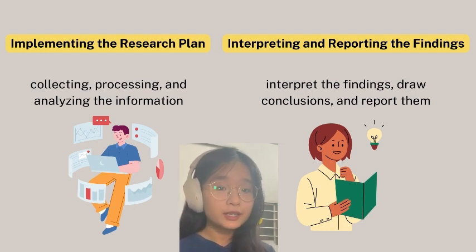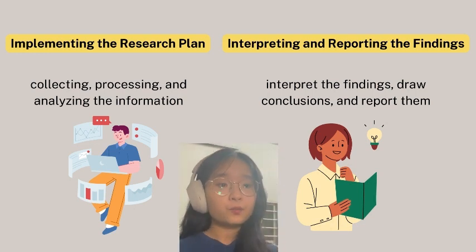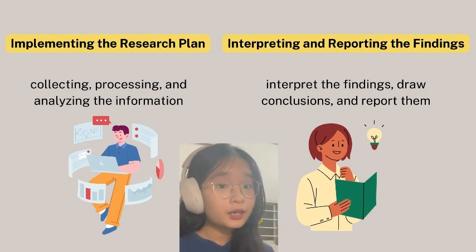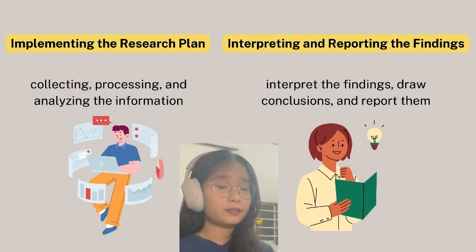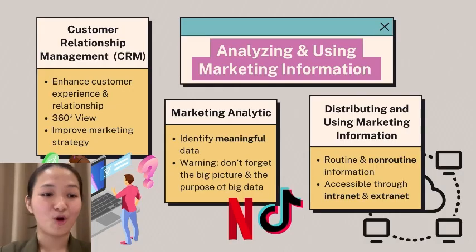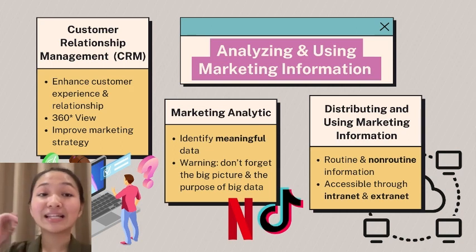Researchers should interpret the findings, draw conclusions, and report them to management. And the marketing manager should know more about the problem and the decision that must be made. Finally, the managers and researchers must work together closely when interpreting research results, and both must share responsibility for the research and resulting decisions. Okay, so after we collect all of the data, and have more data than we needed, it comes to analyzing and distributing these data.